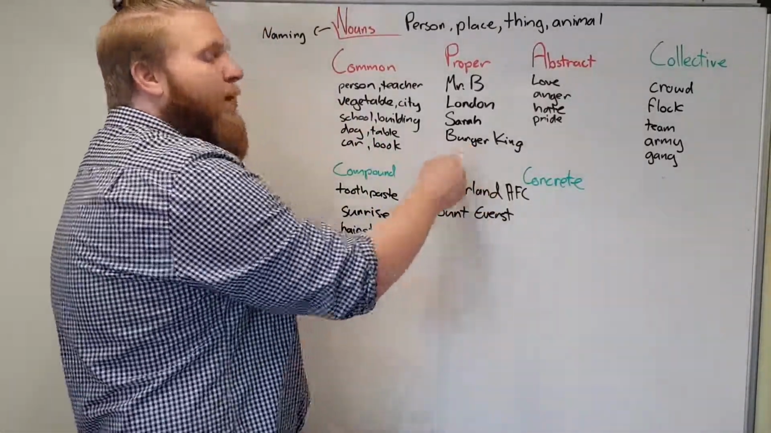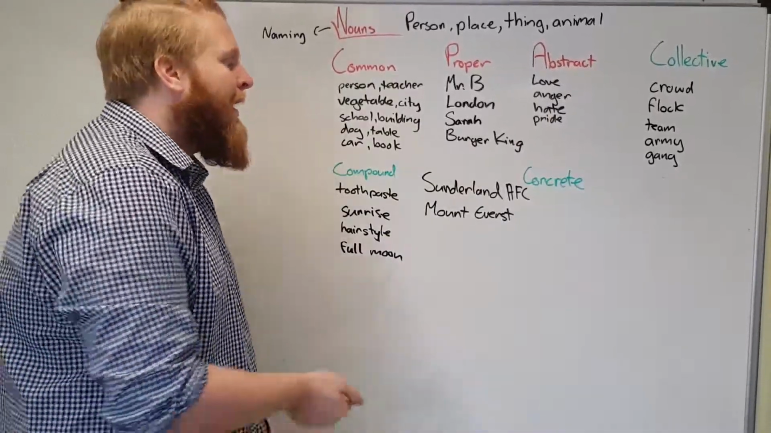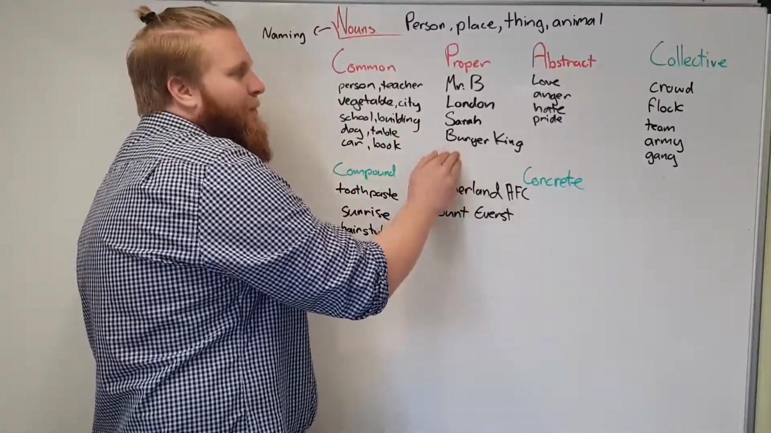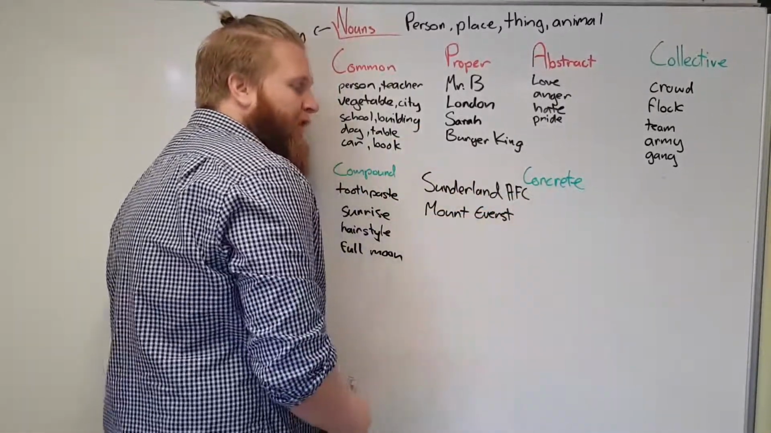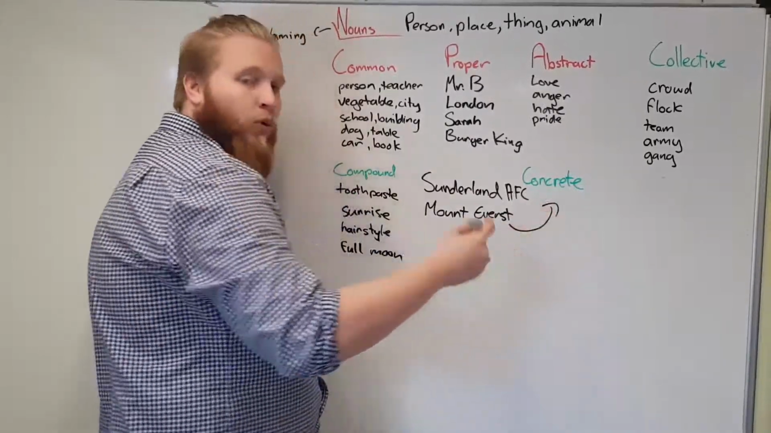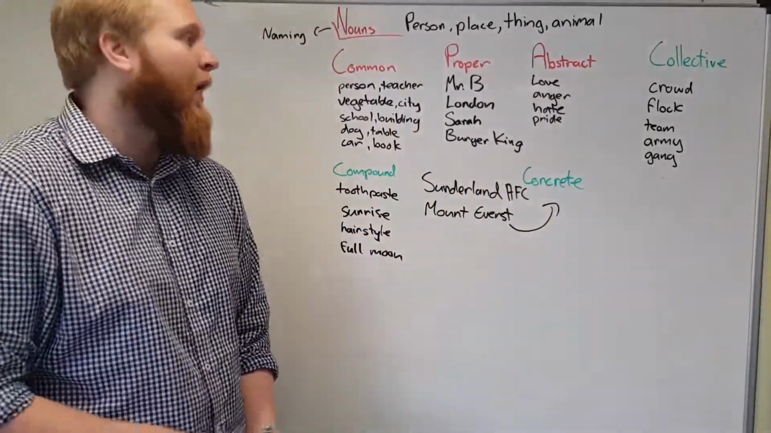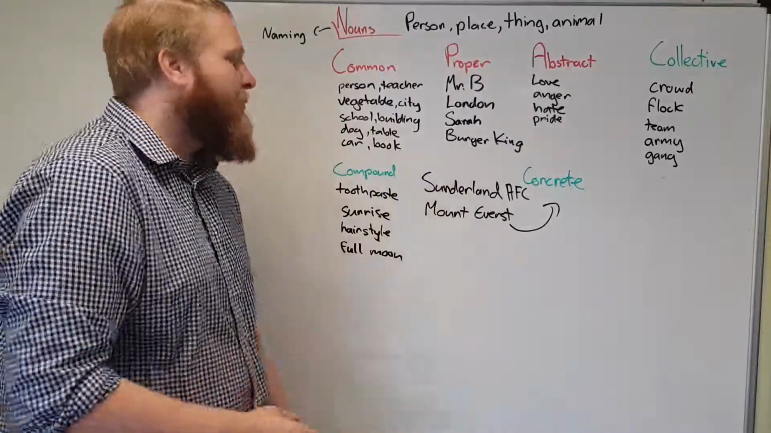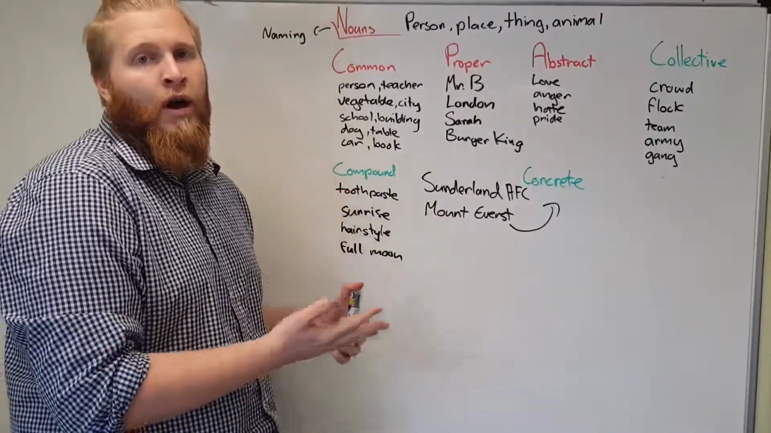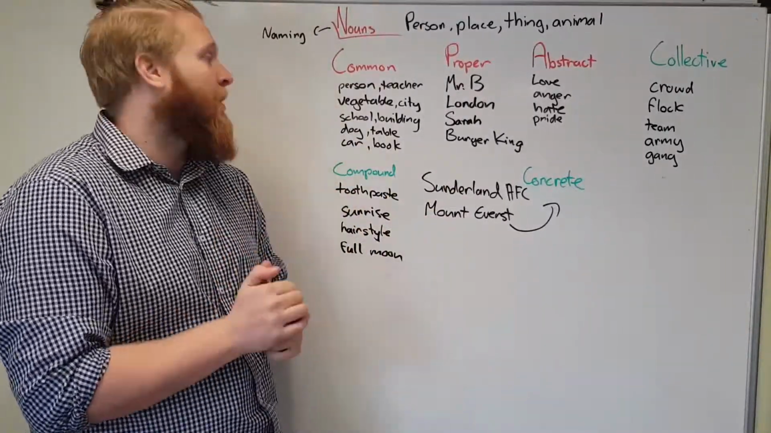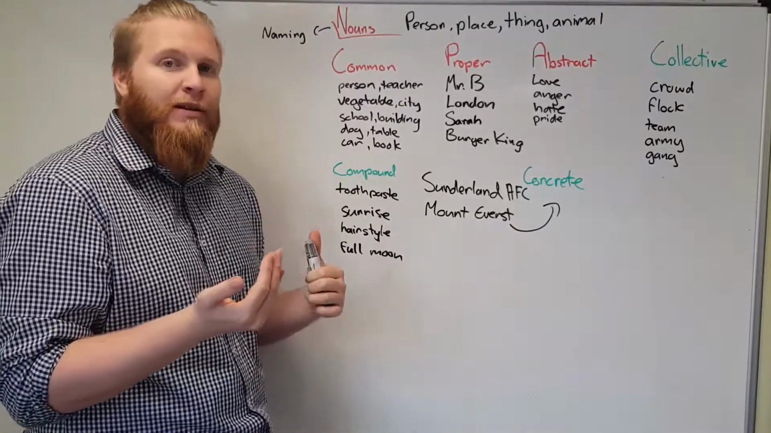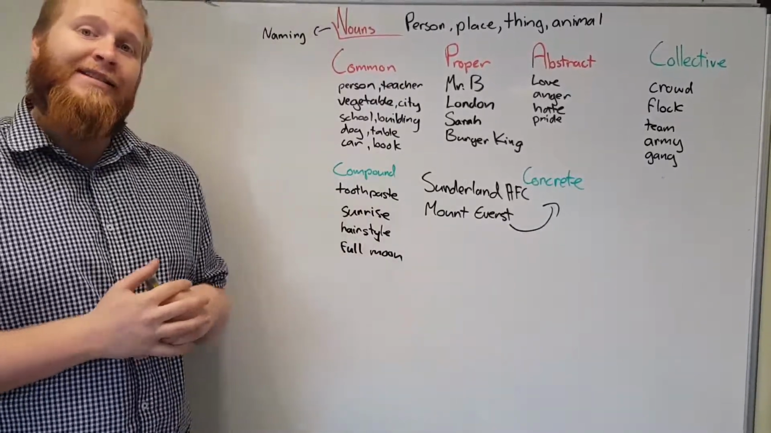Mount Everest, proper noun, it's a specific mountain, okay. Mount Everest is a specific mountain, but it is also a concrete noun, because you could go up and you could touch Mount Everest. Okay, so these things can be more than one noun, okay? Always remember that. I hope that's helped you with the different types of nouns.